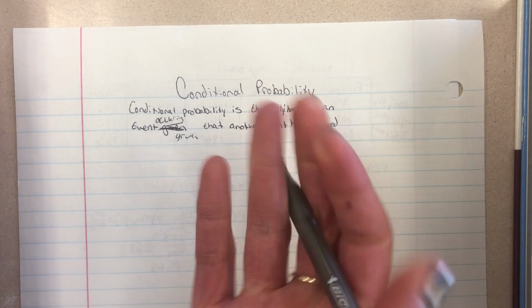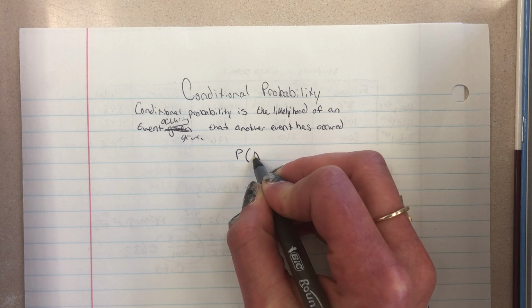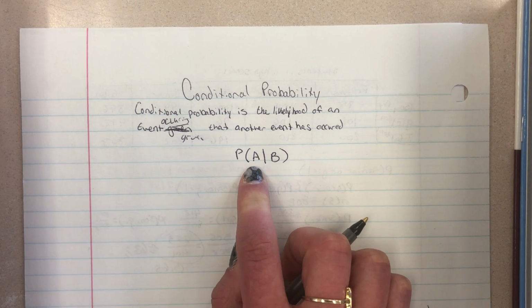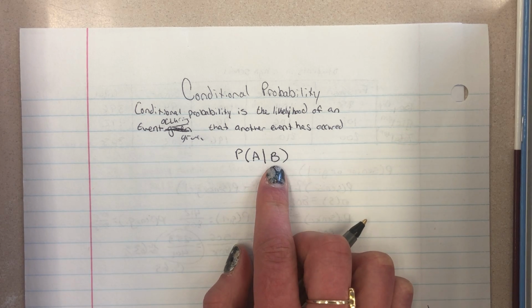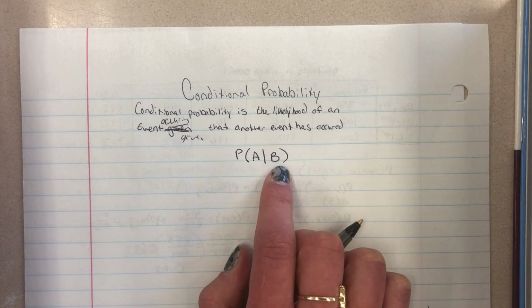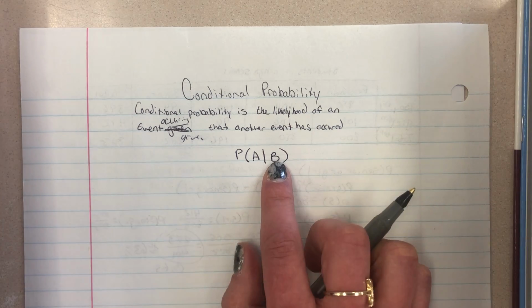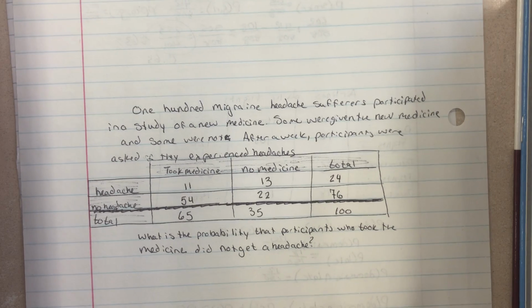So the way to write a conditional probability is you're going to use P. So say the probability of event A given that B has already occurred. So this is a conditional probability because you have to focus basically on whatever this is to begin with to find the probability of that one. And I do have an example we're going to look at.